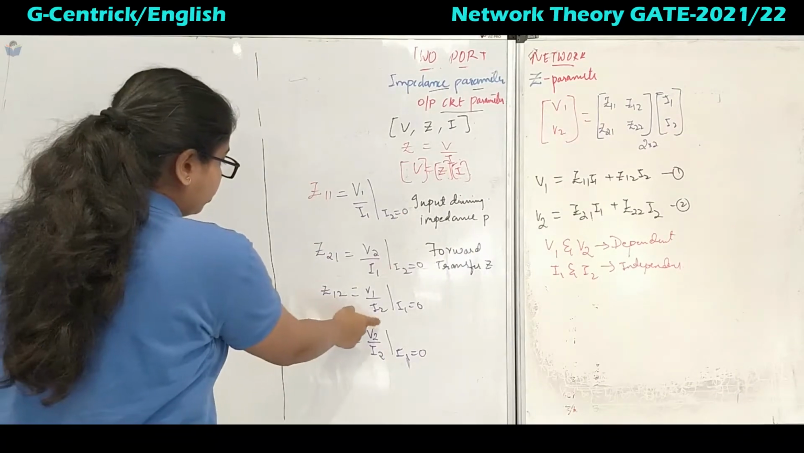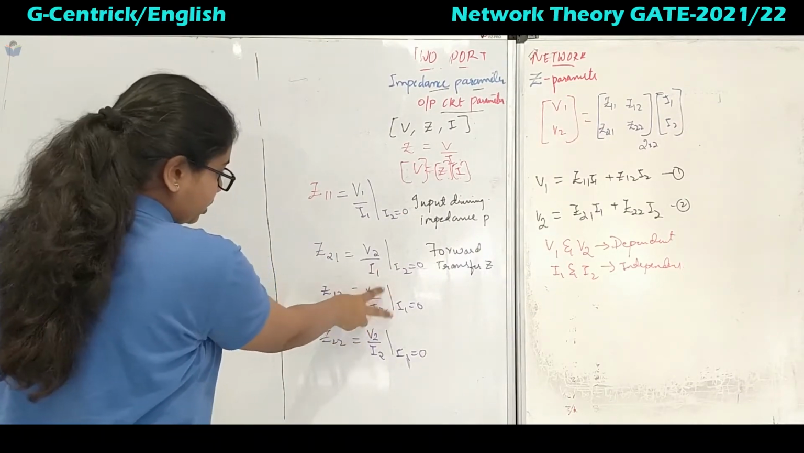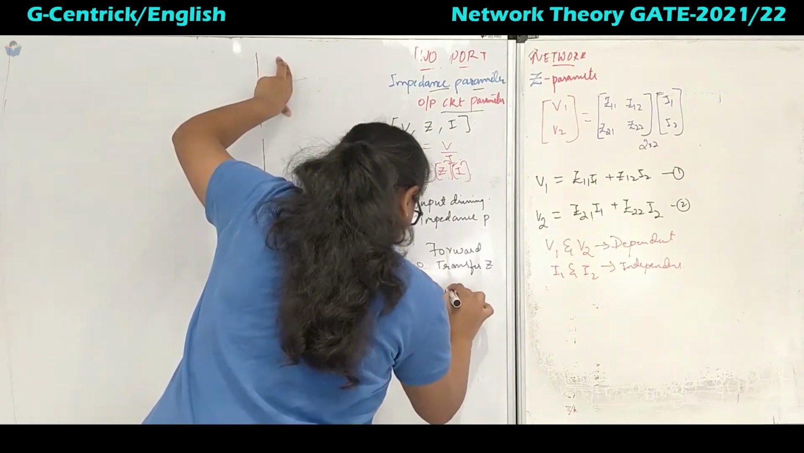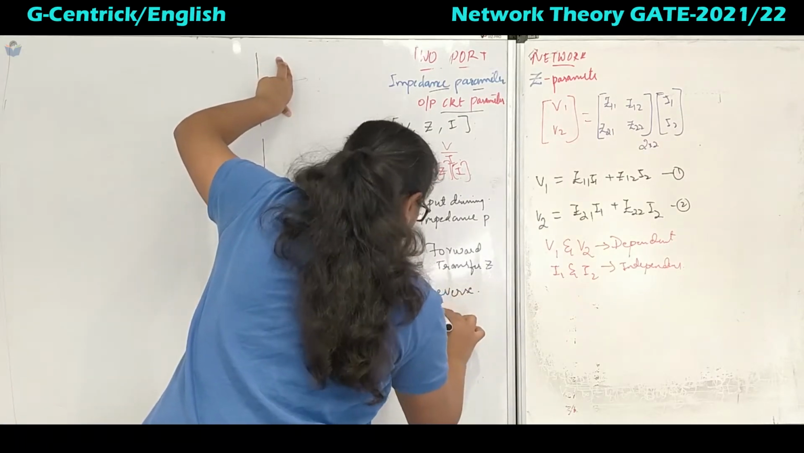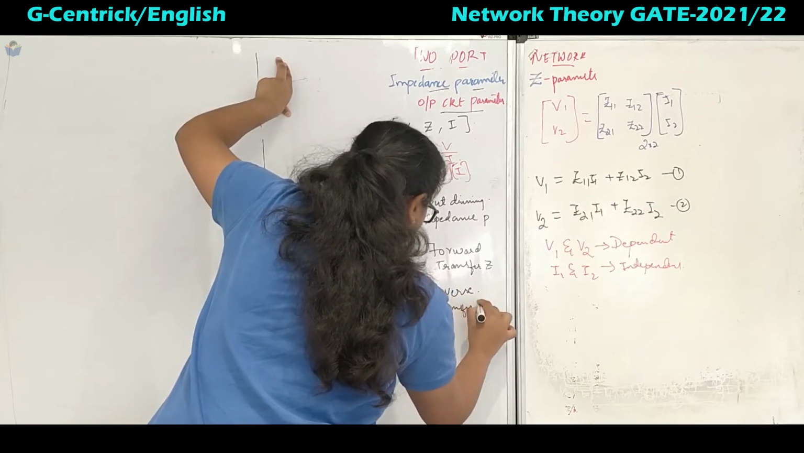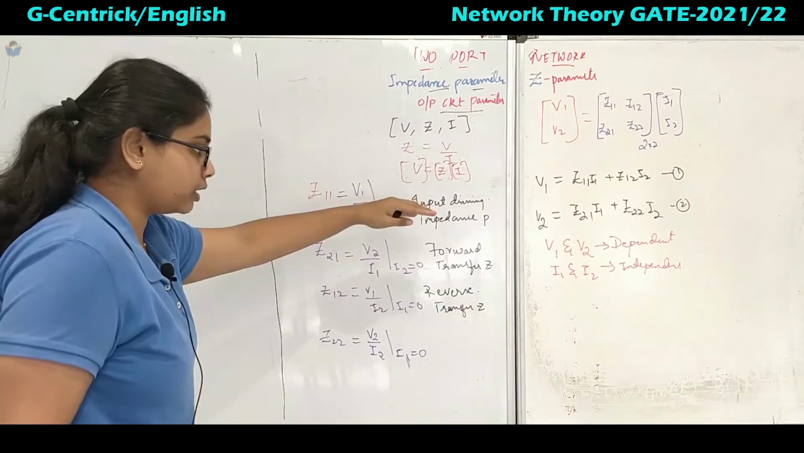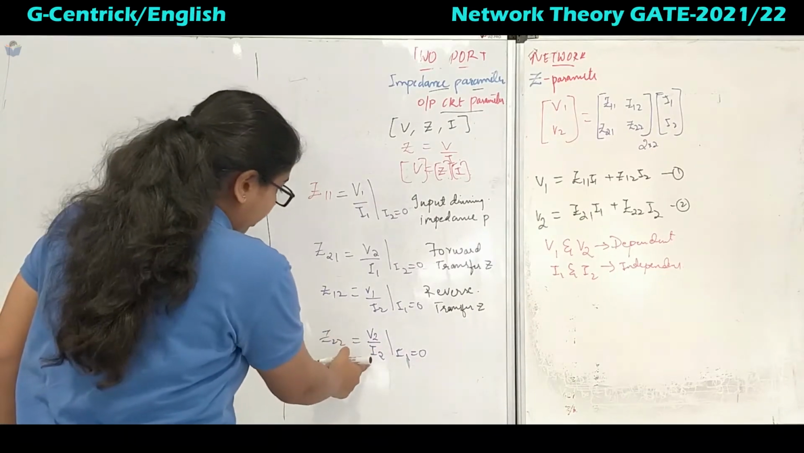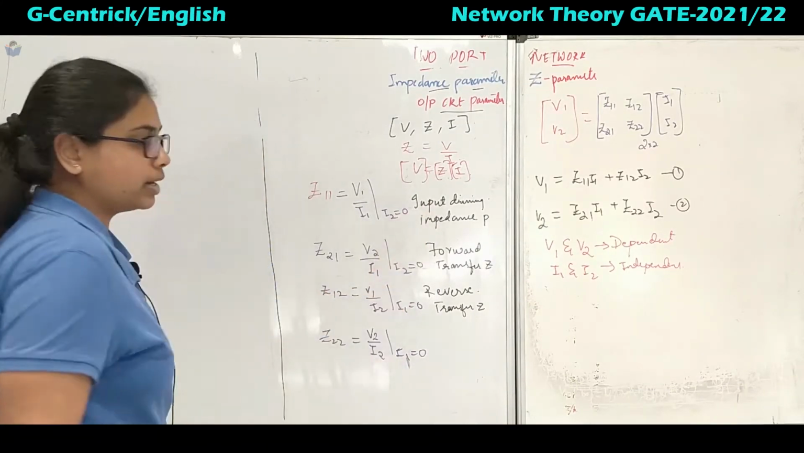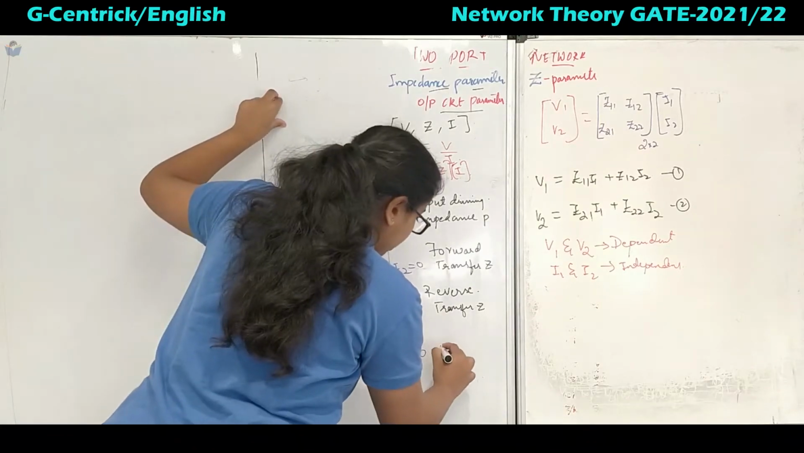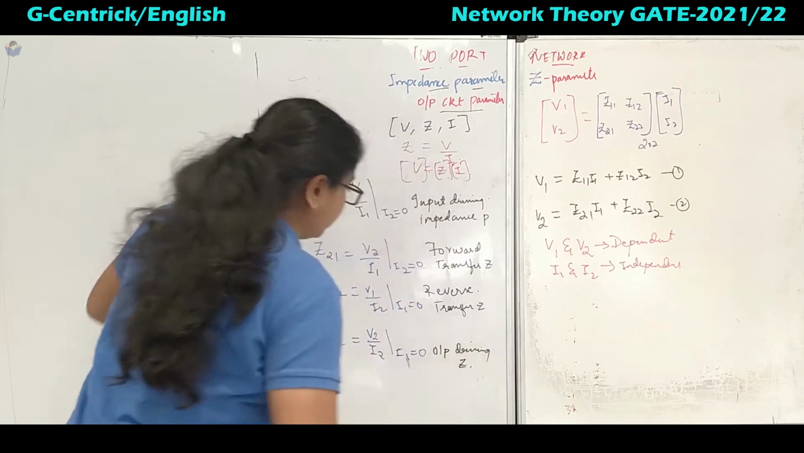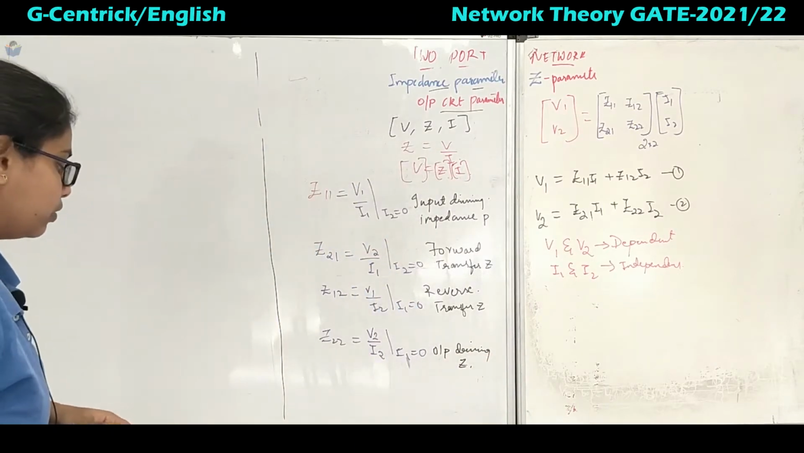For Z12 we have V1 and I2. Now this is reverse, so we call this reverse transfer impedance. So this is forward transfer impedance and this is reverse transfer impedance. And for Z22, with V2 and I2, both are output, so we call it output driving impedance parameter. So these are the four names.